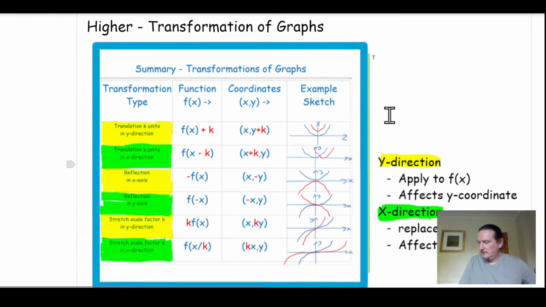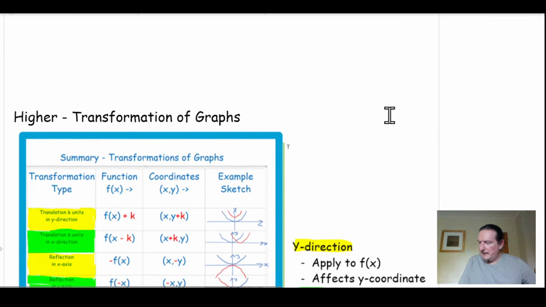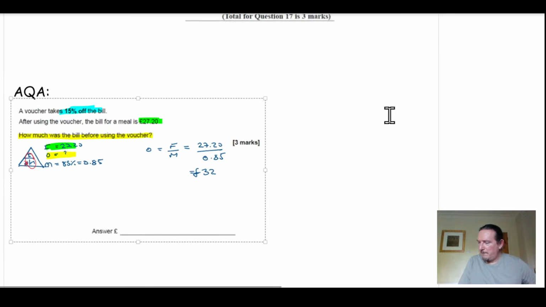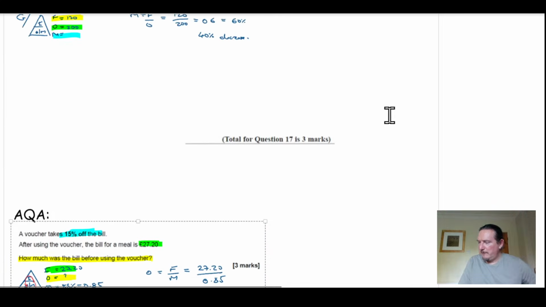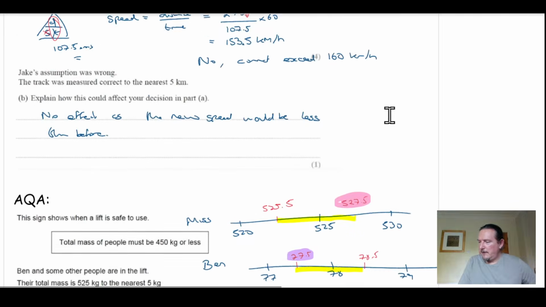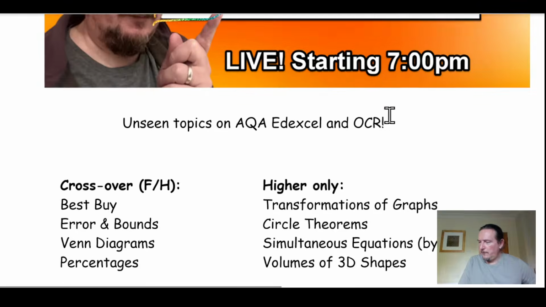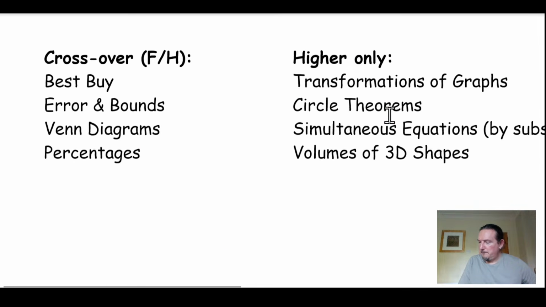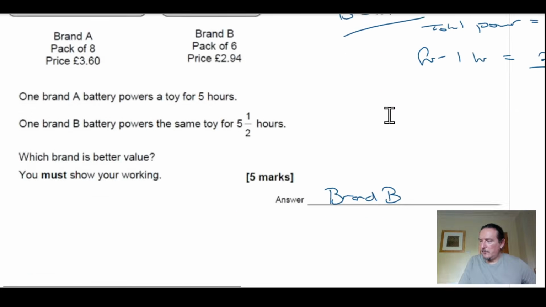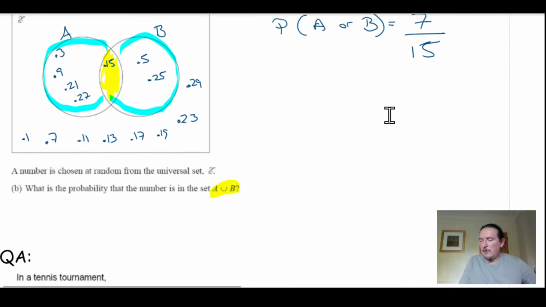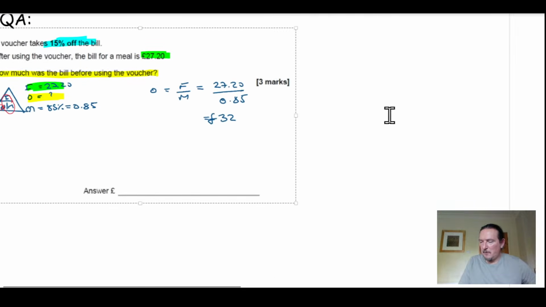Fine city. Right, so that is the end of the foundation questions that we're going to cover today. So we looked at a few. If you missed the beginning of the stream, then we looked through best buys, error bounds, Venn diagrams and percentages. So you could go back and look at those if you want to. I'm going to crack on and move on and look at some higher tier topics now.